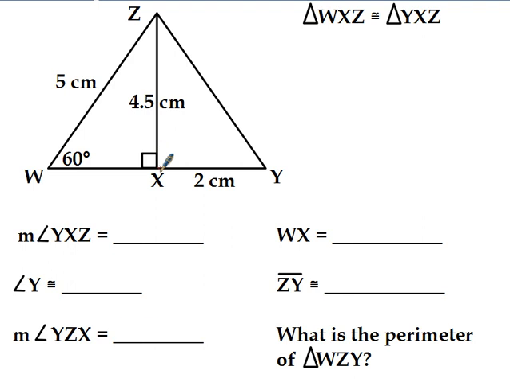Before I even look down at the bottom, before I see what they're asking for, I can fill some things in up here. Like, I know if this triangle is the same as this one, that means this down here is also going to be 2 centimeters. I know that this over here is going to be 5 centimeters. I know that this is going to be 90 degrees, and this angle over here will be 60 degrees.